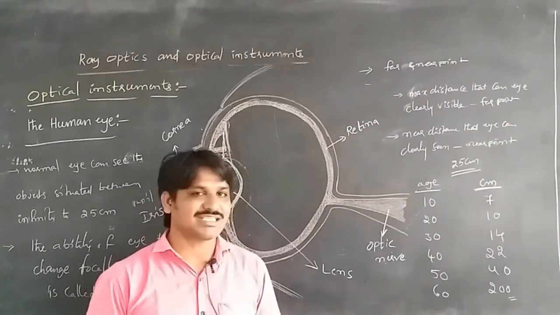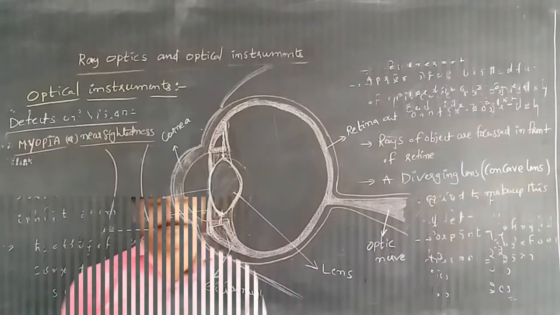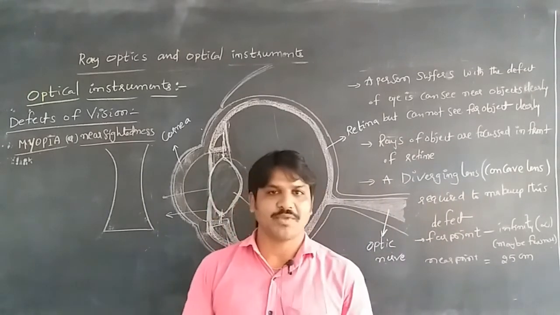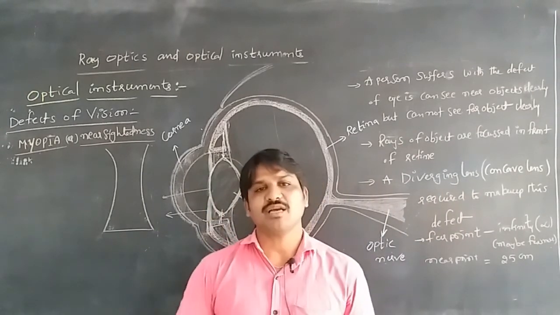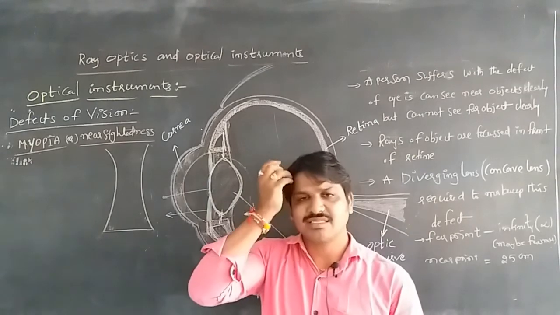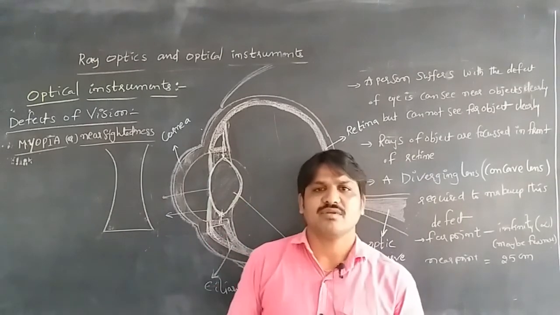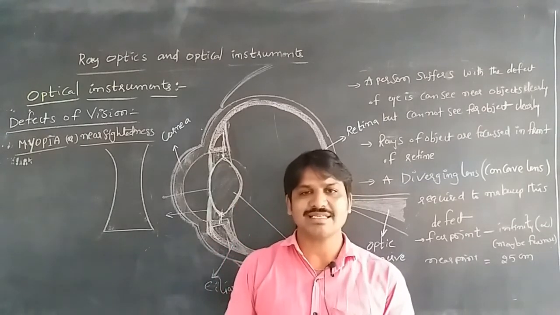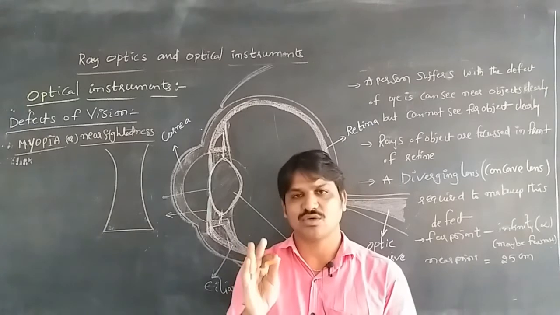Now let's discuss the defects of the eye. One defect of vision is myopia. Myopia is called nearsightedness or short-sightedness. A human eye with myopia can see only nearer objects clearly.